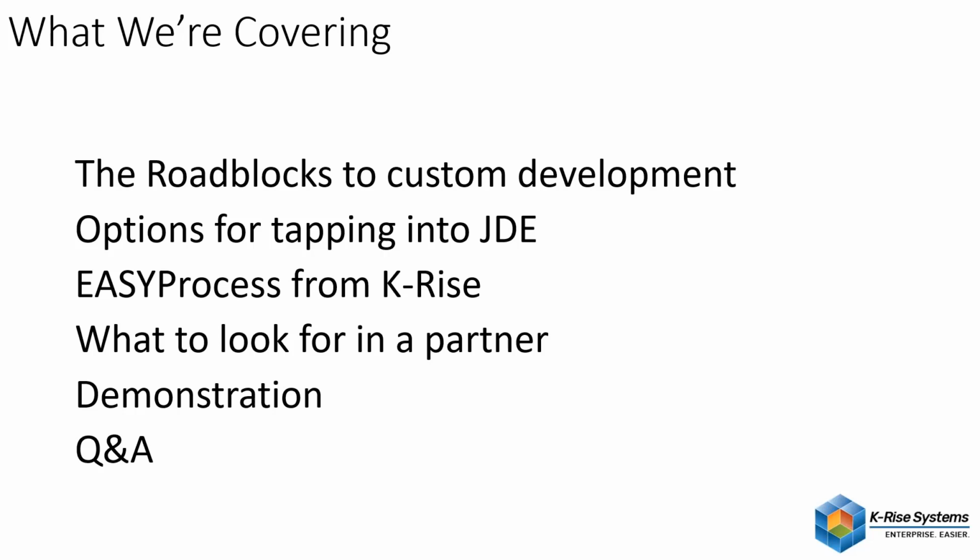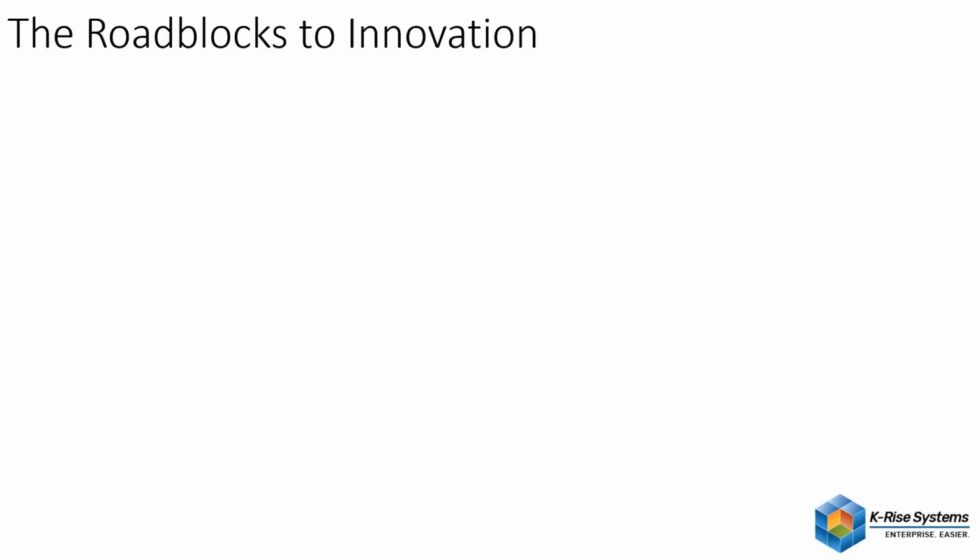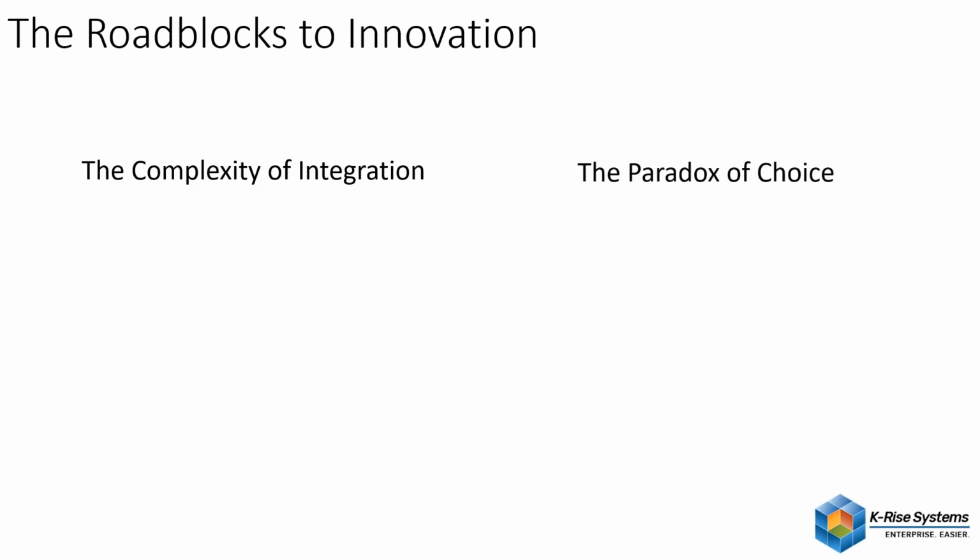So with that said, where do we sit in this innovation cycle? A lot of people have back-end ERPs like JD Edwards, and they're looking to create custom systems. How can they get through it, and what are the roadblocks? And there's usually mainly two. It's the complexity of integration. How can I get through into my ERP knowing the data will remain clean and clear, as well as what we like to call the paradox of choice. And that's building the front-end applications.